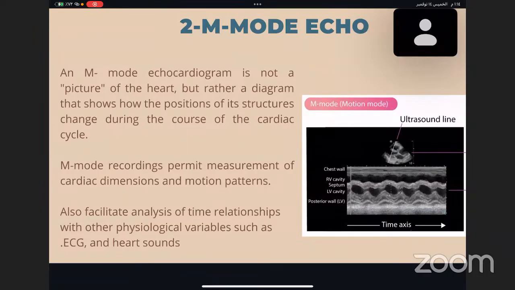Motion mode recording permits measurement of the cardiac dimensions and motion pattern. It also facilitates analyzing the time relationship with other physiological variables such as ECG and heart sound.